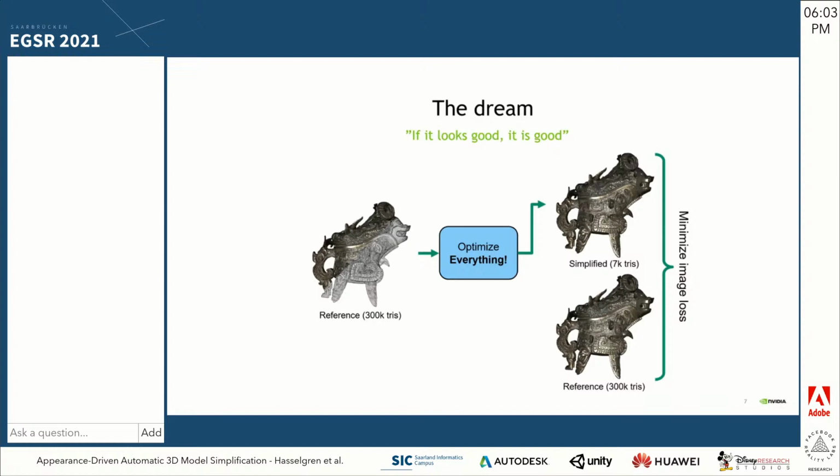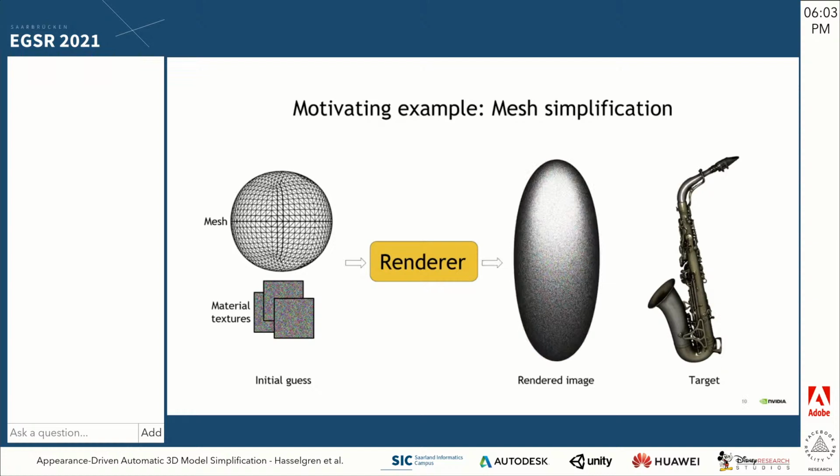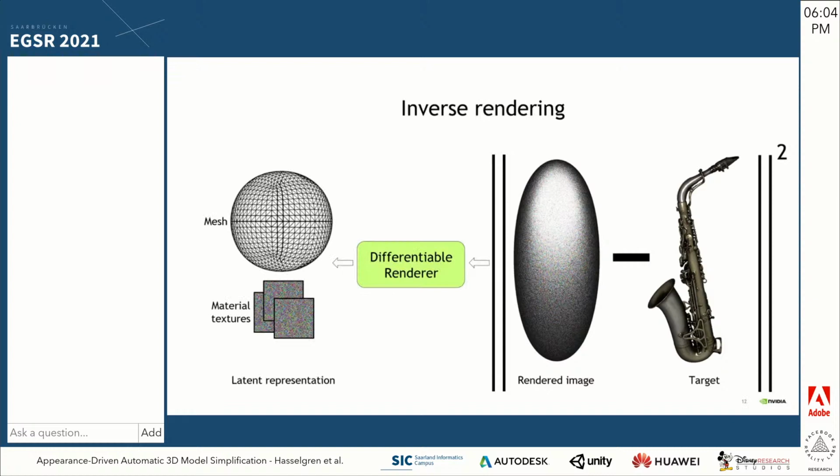If we look at the forward process, it's pretty simple, actually. We can start from some kind of initial guess on the left, where you have the mesh. You just start from a sphere in this example. And then you have some material textures. We just pick some random noise. And then, of course, we have a renderer. So we can just render it, and it's going to look like a noisy sphere. And then we can compute an image space loss from the target. In this case, the loss is going to be really big because the guess is very bad. But then we can just use differentiable rendering straight off, and we can use the error to backpropagate through the differentiable renderer and update what we now call the latent representation, because it's not the initial guess anymore. It's going to change gradually. And this is basically all that we need to do.